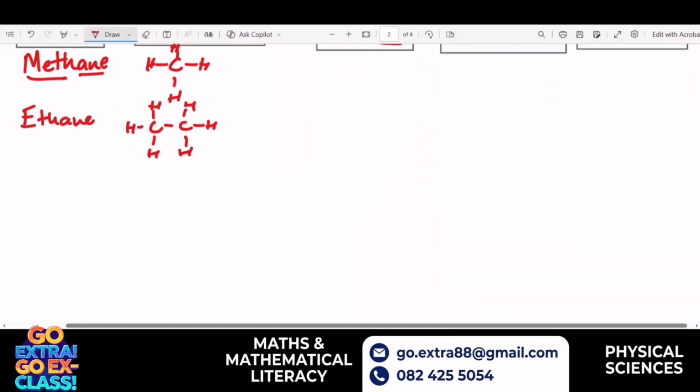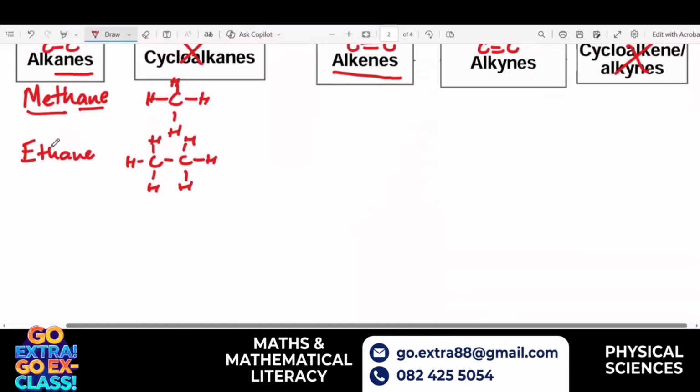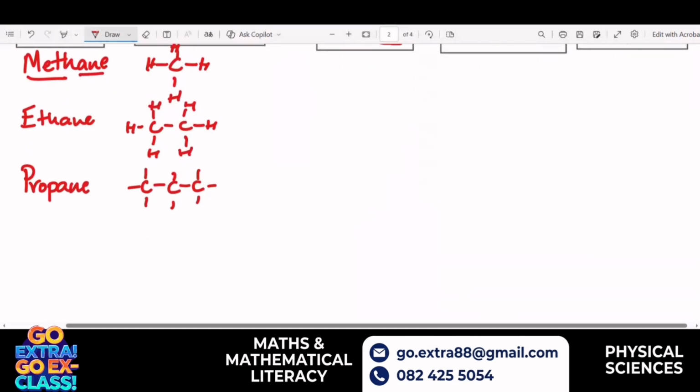Let's go down again. This is the first group, and this one has 2, and the next one is called propane. Propane has 3 carbons, so it's going to look more like this. Then around the carbons we're going to add the hydrogens. Remember the hydrogens are there, but for the sake of this video, I just want to highlight the carbon chain.